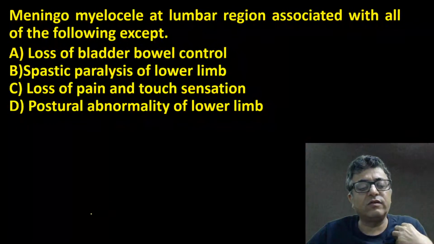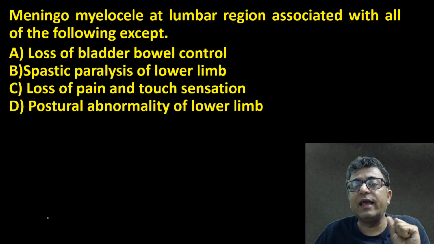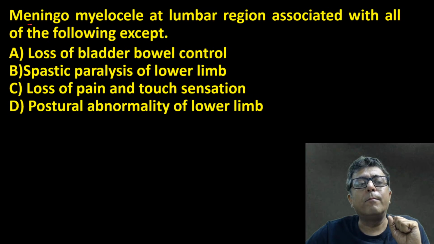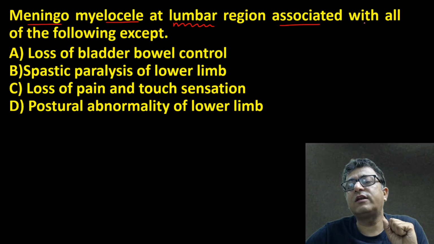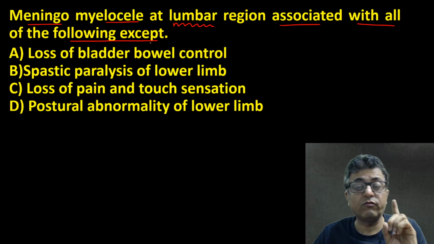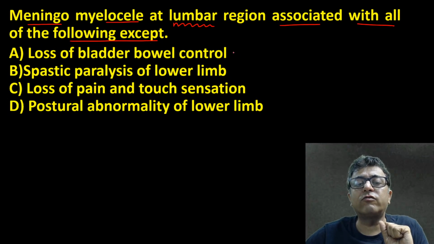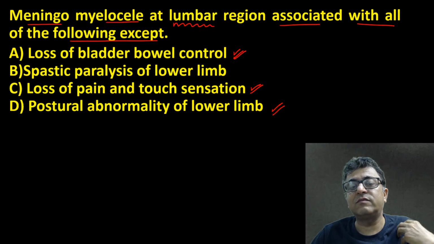Now see, this is the MCQ. This MCQ was asked once in All India and once in AIIMS. See, read this question carefully. Meningomyelocele at lumbar region is associated with all of the following except. Simple question, but if you know the concept, you will answer. Loss of bladder control, yes. Postural abnormality of lower limb, yes. Loss of pain and touch sensation, yes. Perianal anesthesia. What does anesthesia mean? Loss of pain and touch sensation.